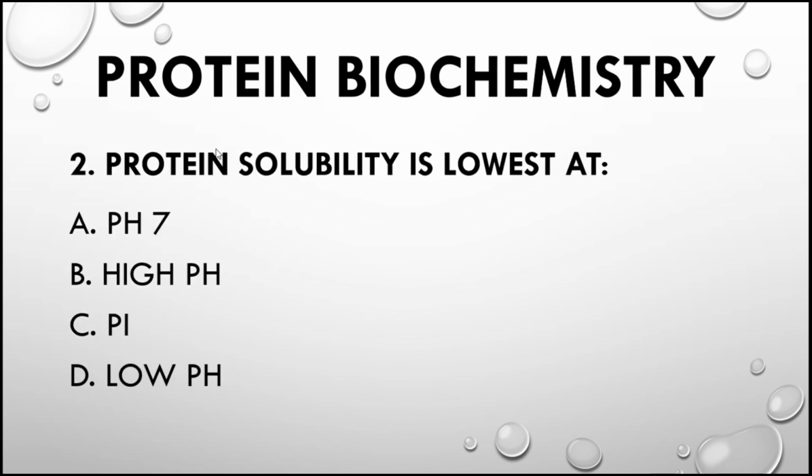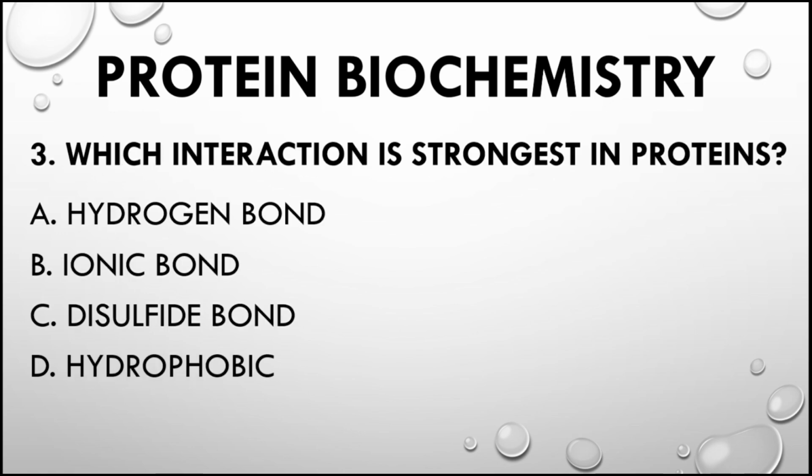Question 2. Protein solubility is lowest at A. pH of 7, high pH. When we're talking about high pH, we're looking at greater than 7. Pi, that's isoelectric point. Low pH is less than 7. So protein solubility is lowest at isoelectric point.